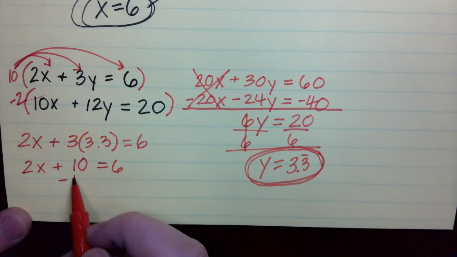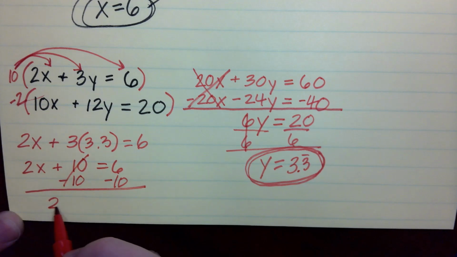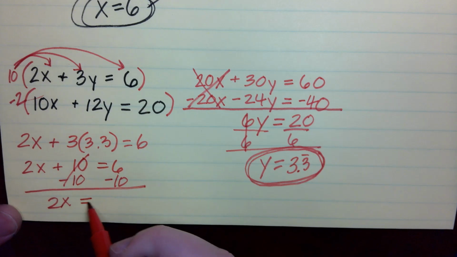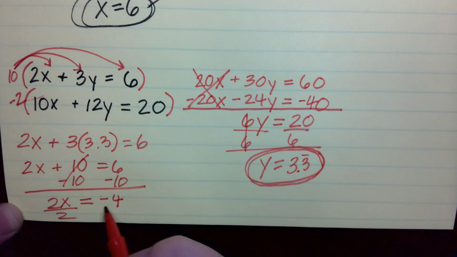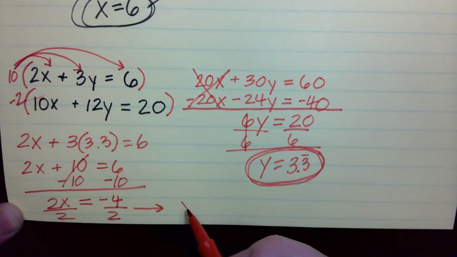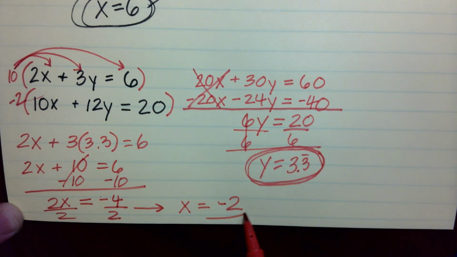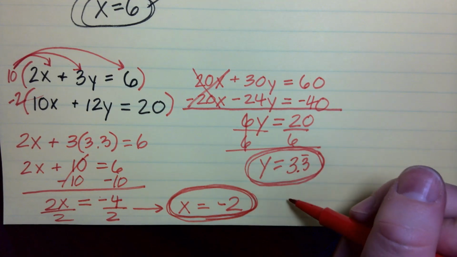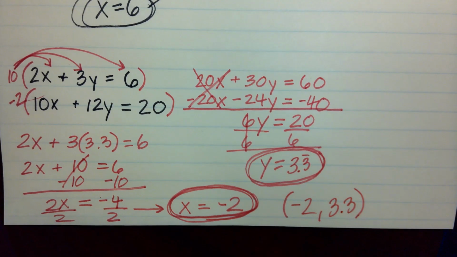Okay, so we're going to subtract 10 from both sides and get 2x equals -4. I'm kind of rushing through this last part because it's really about time for y'all to go. Divide by 2, and you should get x equals about -2. So what's our coordinate? -2 and 3.3. Perfect. -2 and 3.3-ish. Be close to that.